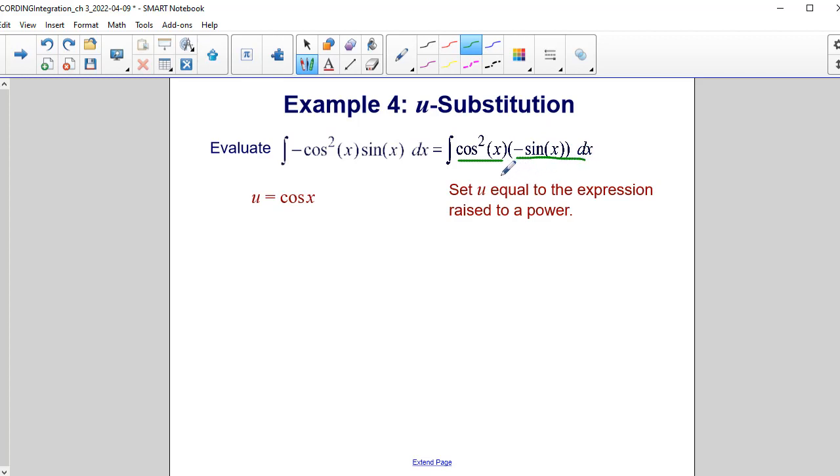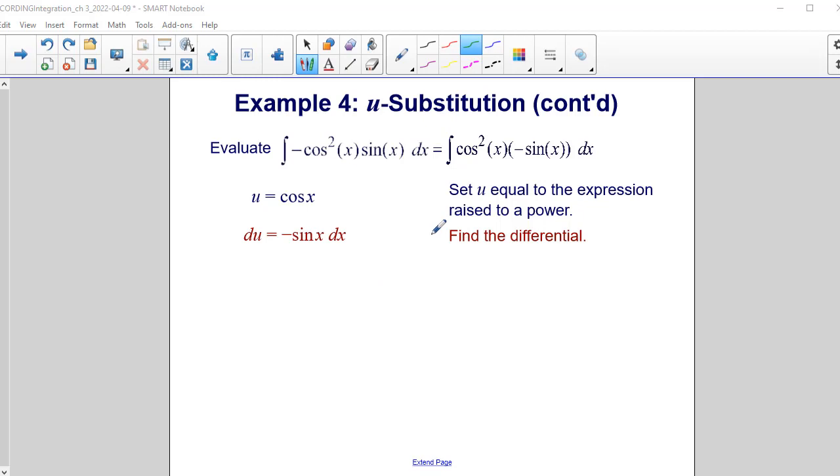And the reason why I chose u to represent cosine of x is because that's the expression raised to the power. When trying to decide which one of the functions to be represented by u, it's often a good idea to choose the one that's raised to a power.